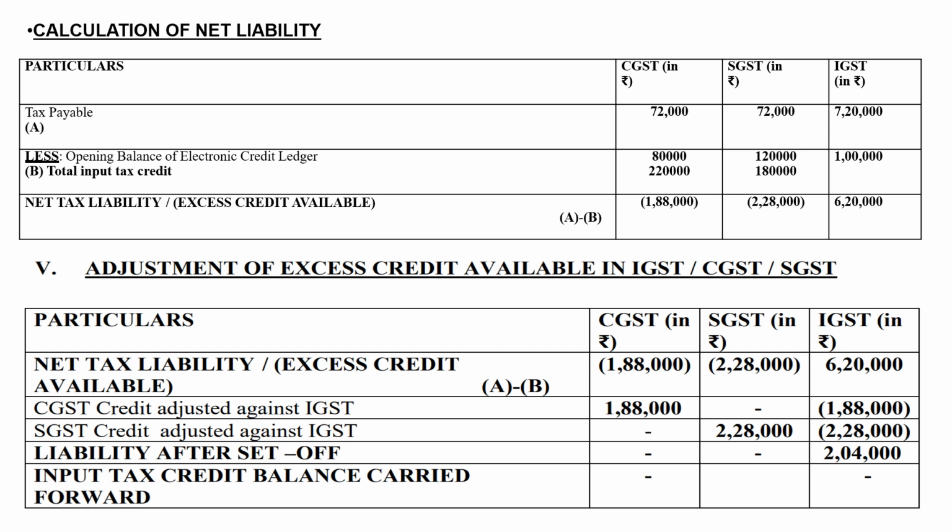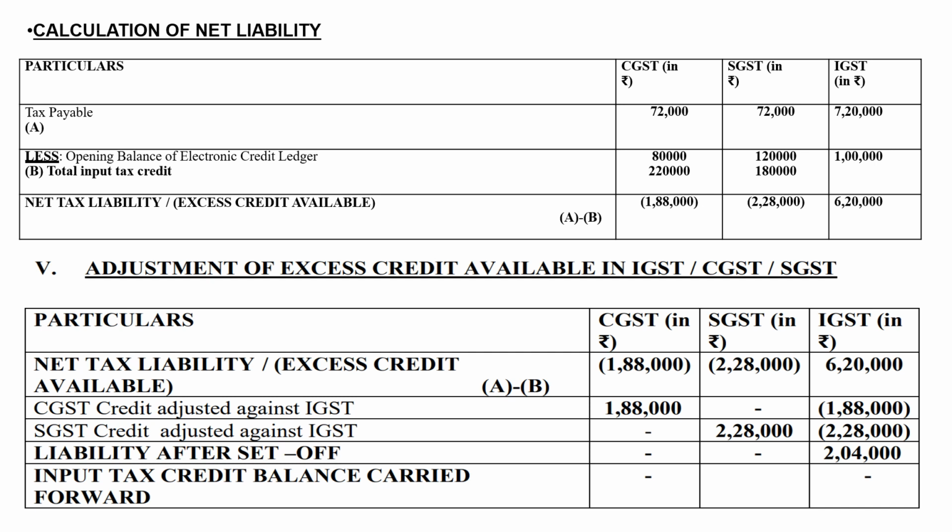So after deducting these two and making the adjustment, we still have a liability, that is the liability after set off, 2,04,000. This is the pending GST amount which we need to pay. So this is a liability, and credit, we don't have any excess now because we have adjusted it into IGST. So this is the way we calculate our net tax liability.